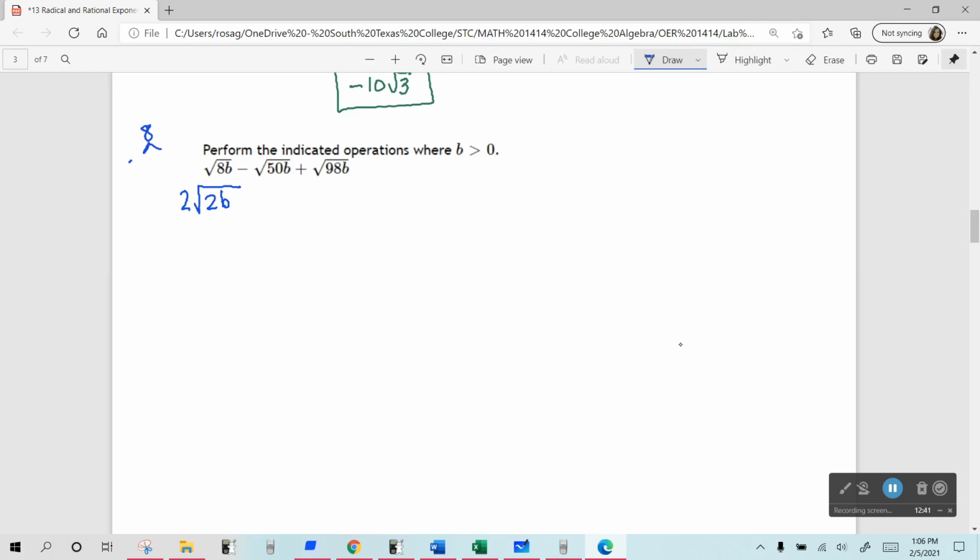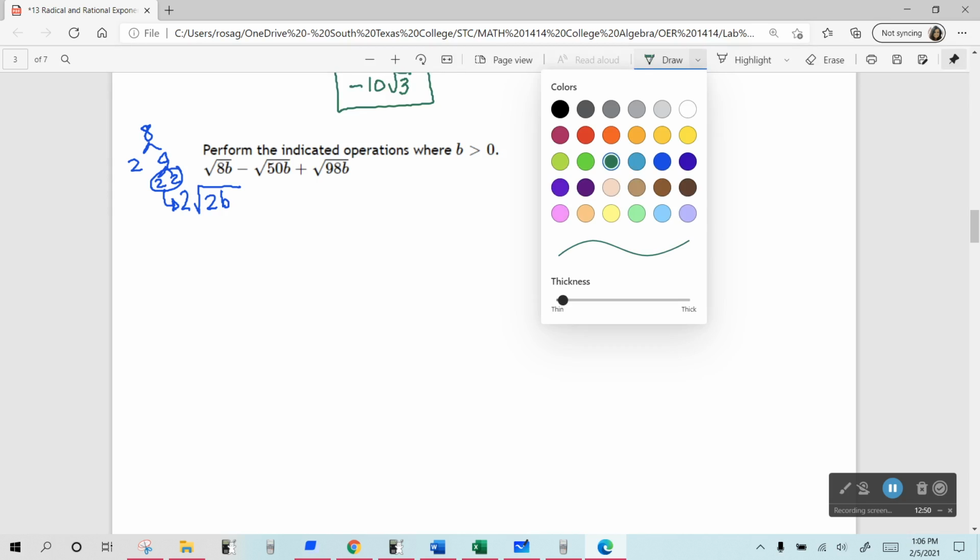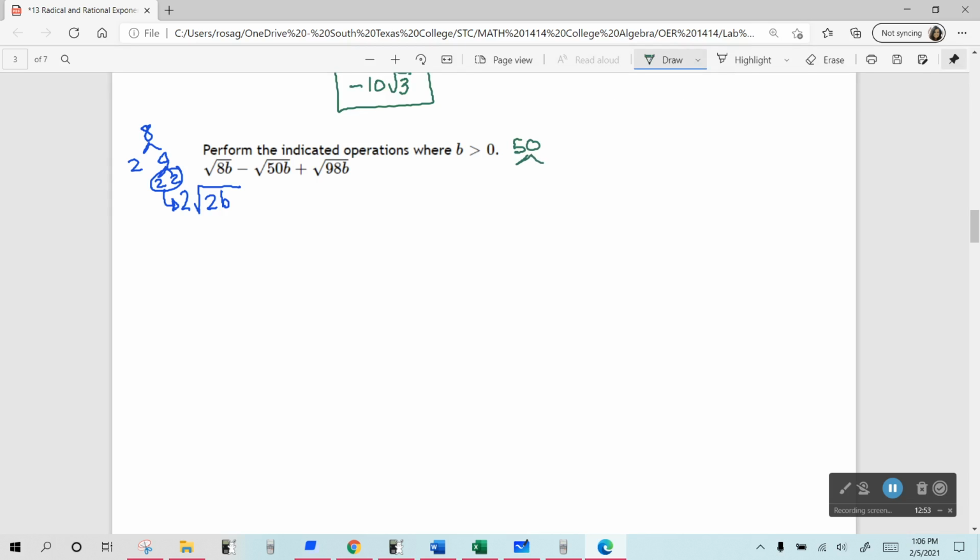So for the 8, it would be 2 and 4, 2 and 2. And that's how we got that one outside and then the 2 inside. Now for 50. Two numbers that give me 50, 5 and 10. You cannot break up the 5, the 2 and 5. So you got 2, 5, and 5. So there's a pair of 5s. So the 5 comes outside. Let's carry down the minus. And then 5 outside. And then inside you have the 2 and we still have that B.